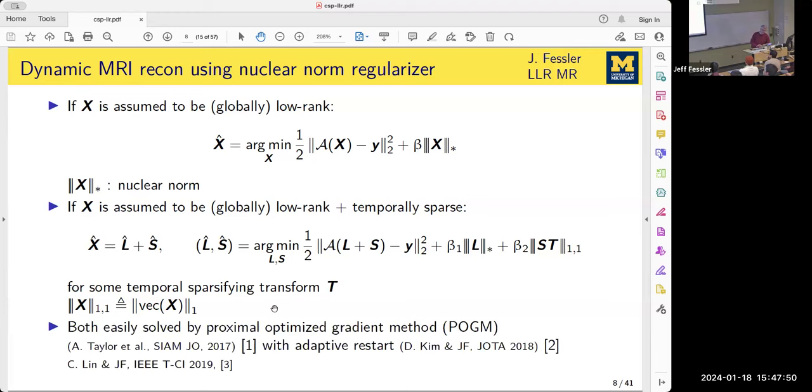And there are lots of papers on solving these two optimization problems. I believe that the state-of-the-art method for solving these is something called the proximal optimized gradient method. Optimized gradient method was actually something my former student, Dongwon Kim, who's a professor at KAIST now, developed. And then another group figured out how to apply that to composite cost functions. It's called a composite cost function because there's a smooth term and a non-smooth term that's prox friendly. And then Dongwon figured out how to add adaptive restart to that proximal optimized gradient method.